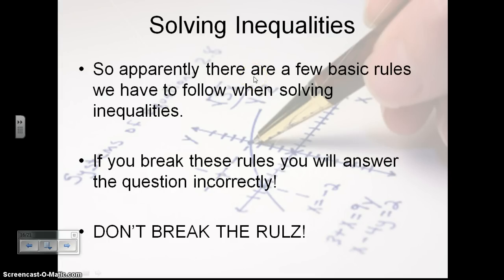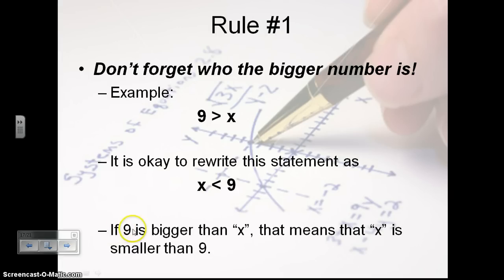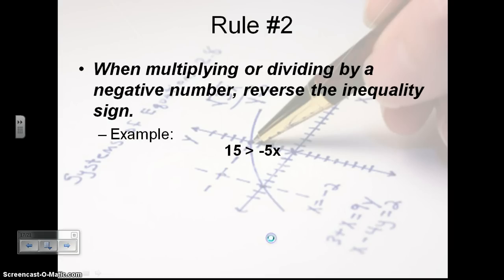So apparently there are a few basic rules we have to follow when solving inequalities. If you break these rules, you will answer the question incorrectly. So don't break the rules. Rule number 1 is don't forget who the bigger number is. So for example, 9 is greater than x. But remember, we're going to read x first. So x is less than 9. It is okay to rewrite the statement as x is less than 9 if you would like. Remember, we're always going to read the variable first. If 9 is bigger than x, that means x is smaller than 9. So you can rewrite it.